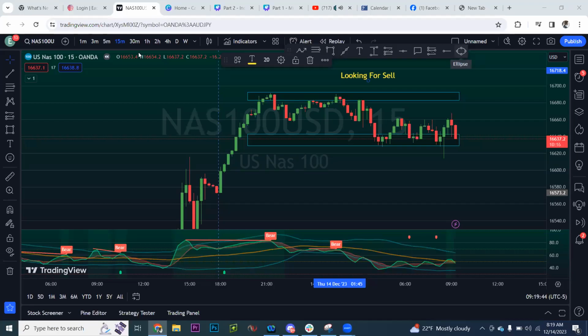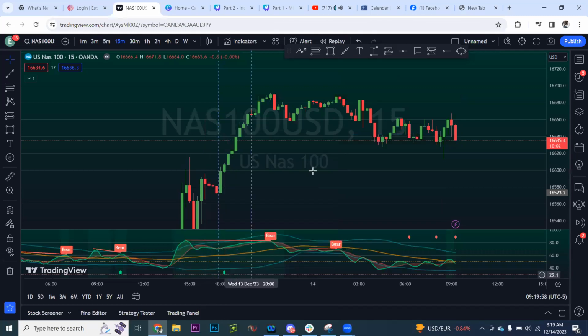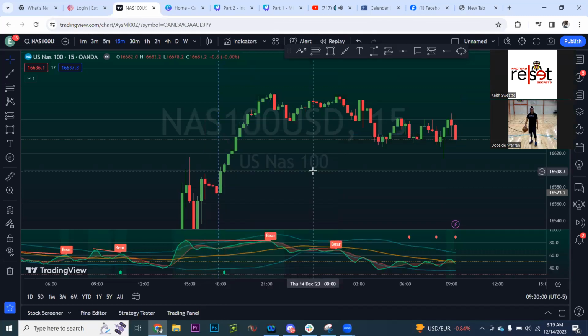So this is selling all day. Clean breakdown. So sell on Nas. Let's just remove everything off of here. I'll show you where I see it at.